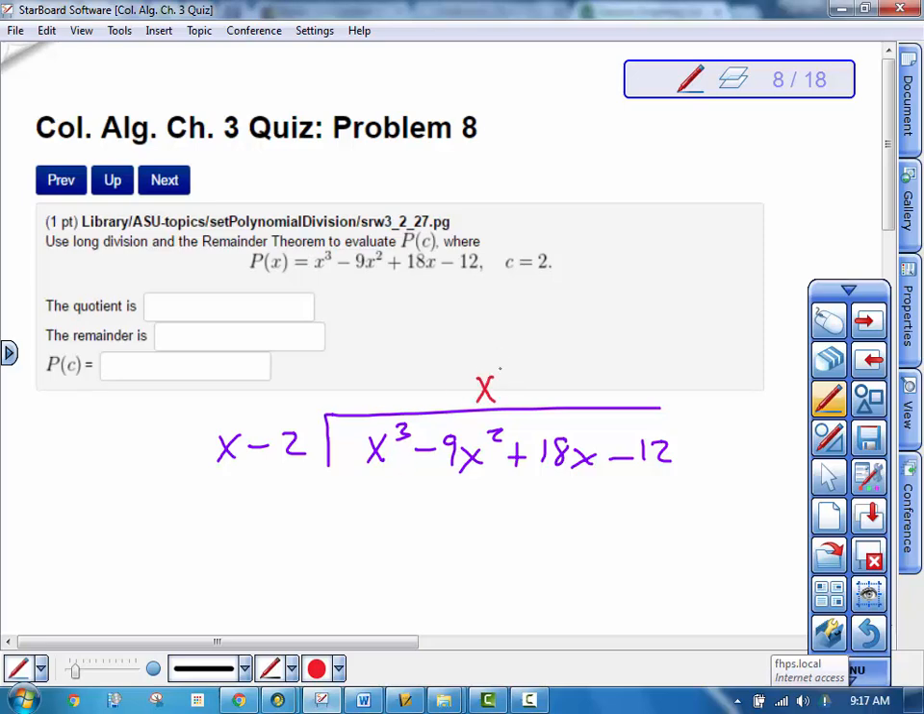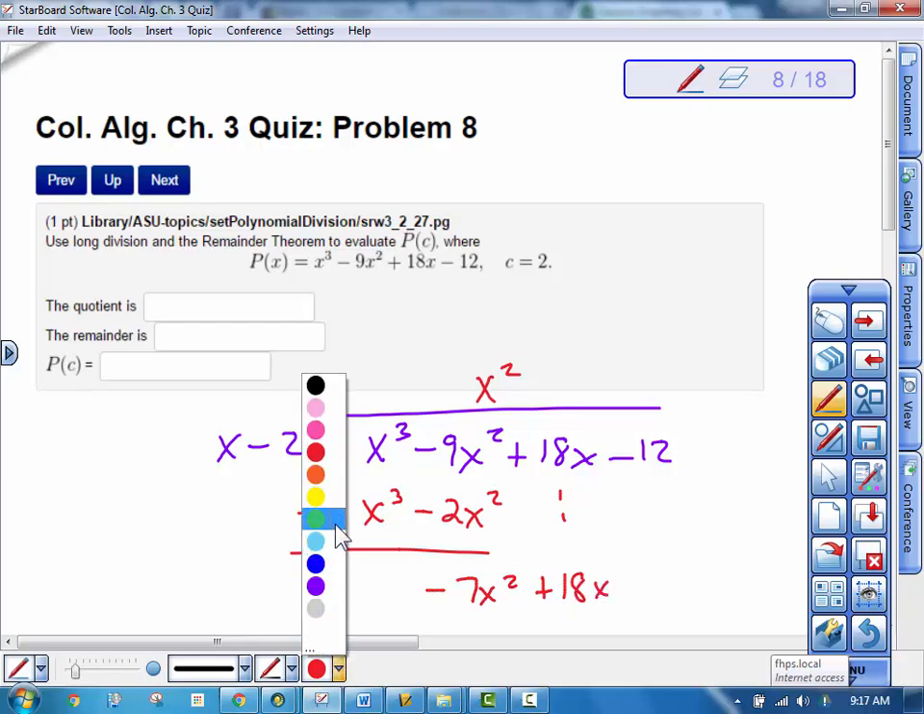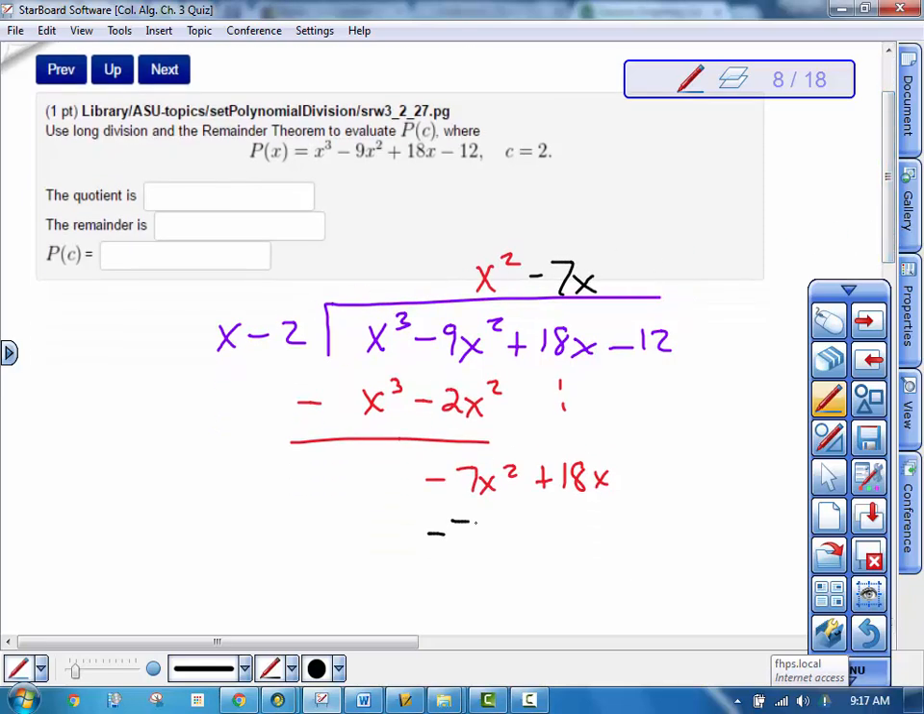Multiply by x, we need x squared times x to get x cubed. Follow through and you get negative 2x squared. When you subtract, it gives you negative 9 minus negative 2, which is negative 7x squared. And drop down the 18x. So then you're going to multiply by x to get, we want to get negative 7, so negative 7x. And when you multiply, it gives you negative 7x squared. Follow through, it gives you positive 14x. Now when you subtract, you get 18 minus 14, which is 4x.